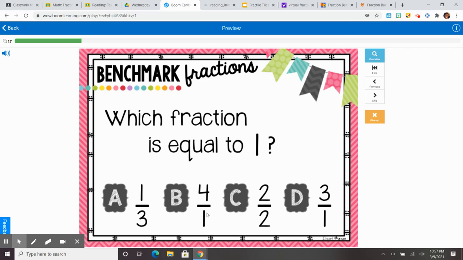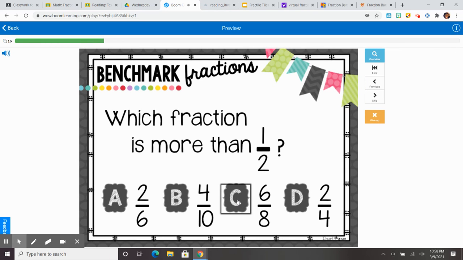All right. So here we have 2 over 2. 2 halves. That means that it is equivalent to 1 whole. And then here we have 3 over 1. 3 divided by 1 is equivalent to 3. So B and D are greater than 1 whole because B is equivalent to 4 and D is equivalent to 3. 2 halves is equivalent to 1 whole.